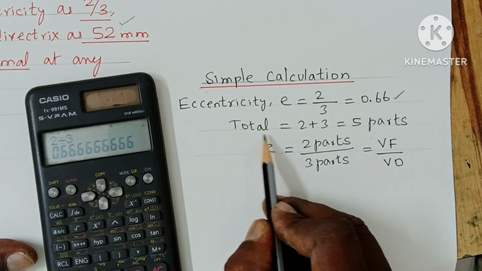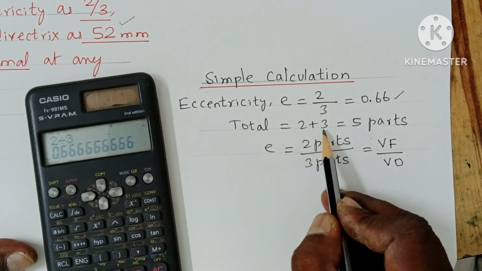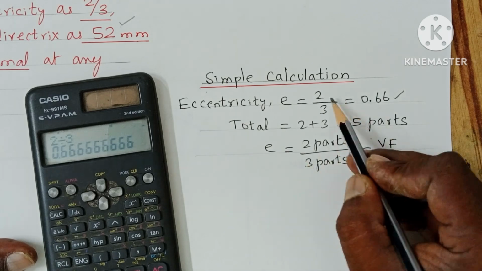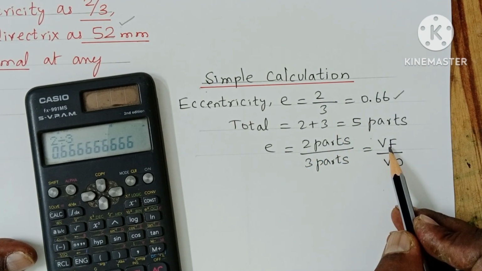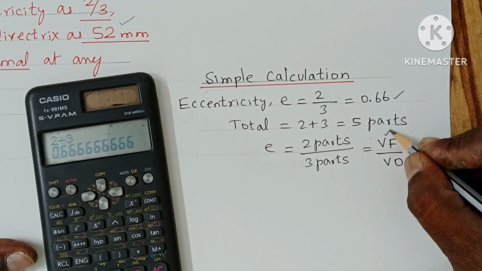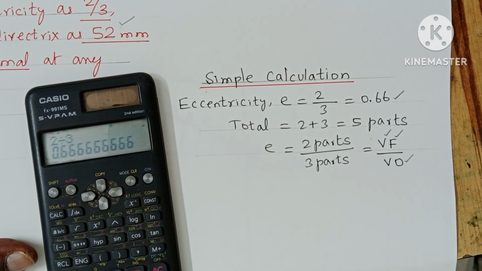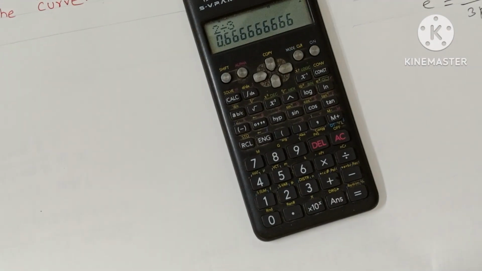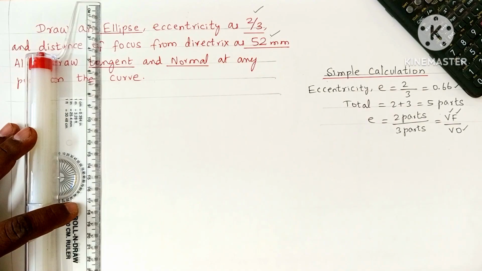So add the numerator and denominator of the eccentricity value. Here it is 2/3, so 2 plus 3 is equal to 5 parts. Again e is equal to numerator 2, so 2 parts, denominator 3, so 3 parts, equal to VF by VO, the ratio. V stands for vertex, F stands for focus, O stands for origin. Using the draft scale or roll-on scale, here I'm going to explain using the roll-on scale.